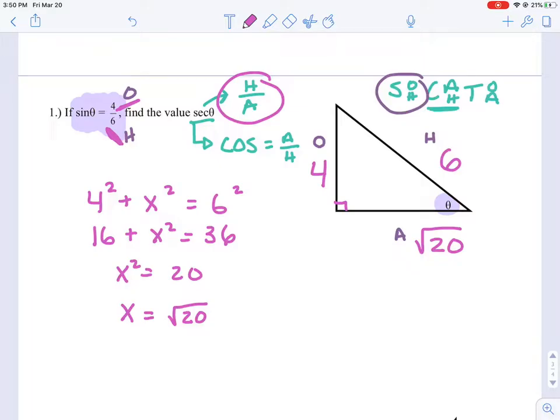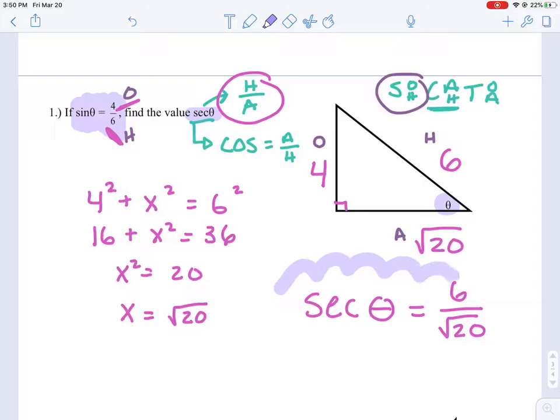So let's go back to what they're asking me. They want me to find the secant. So that is hypotenuse over adjacent. So secant of this angle is going to be my hypotenuse, which is 6, over my adjacent side, which is radical 20. And this is my final answer.